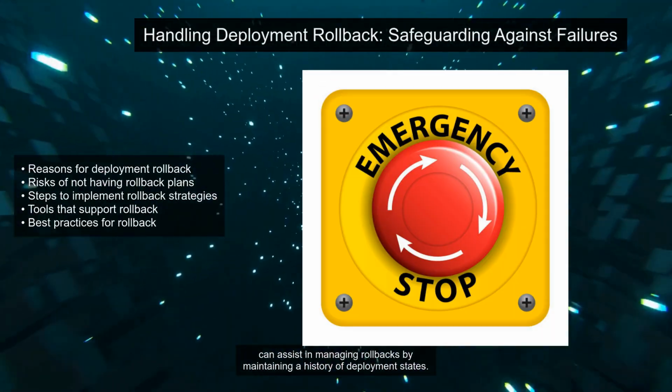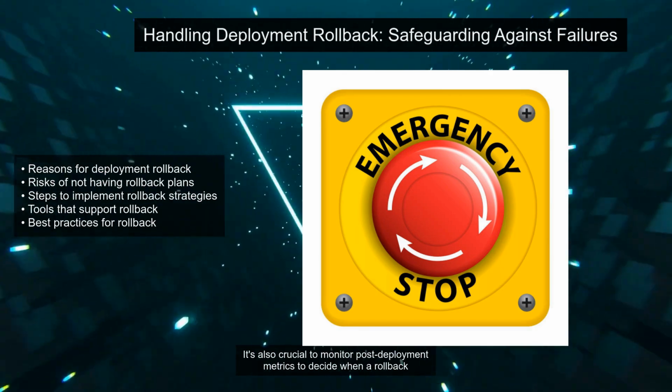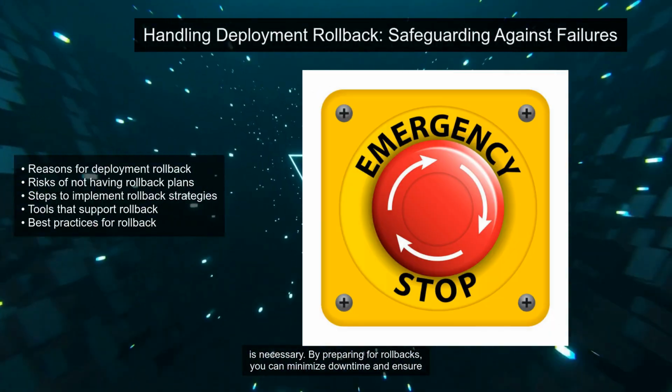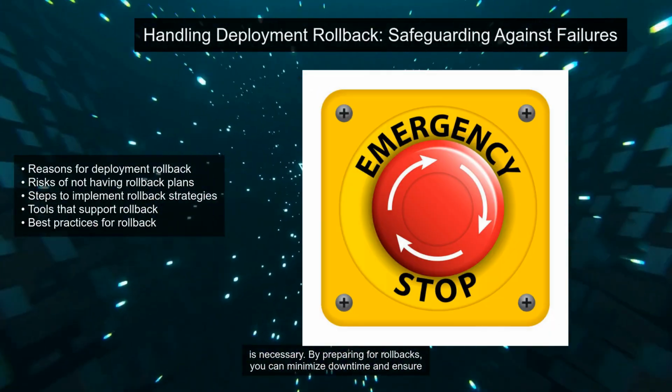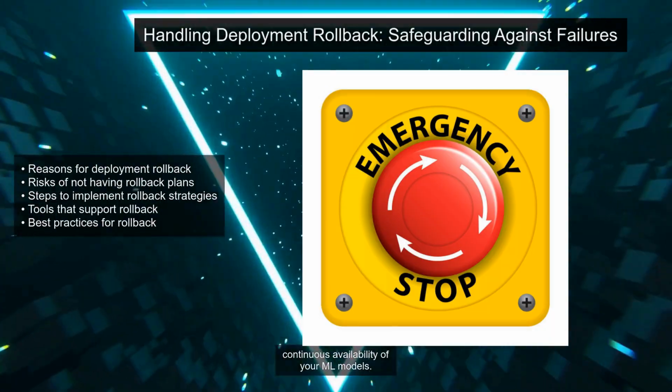Tools like GitOps or Helm in Kubernetes can assist in managing rollbacks by maintaining a history of deployment states. It's also crucial to monitor post-deployment metrics to decide when a rollback is necessary. By preparing for rollbacks, you can minimize downtime and ensure continuous availability of your ML models.